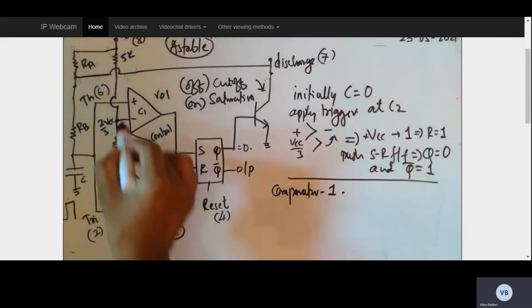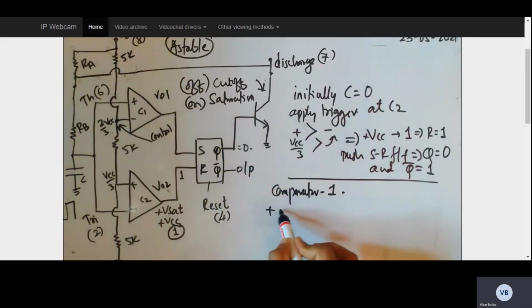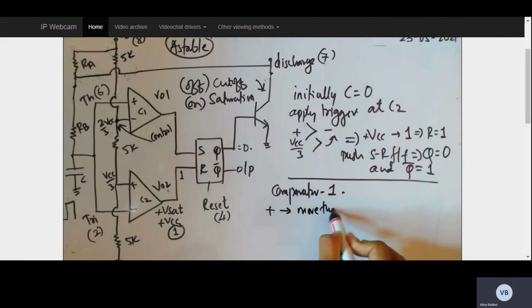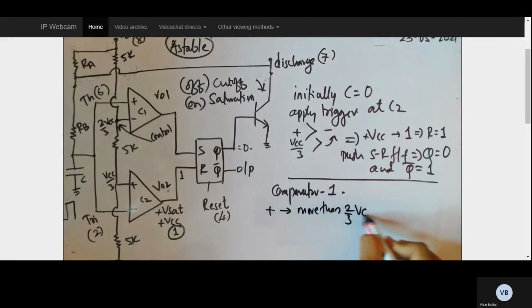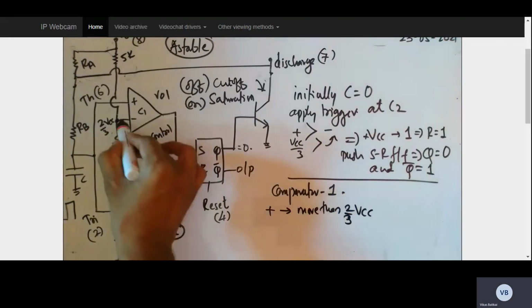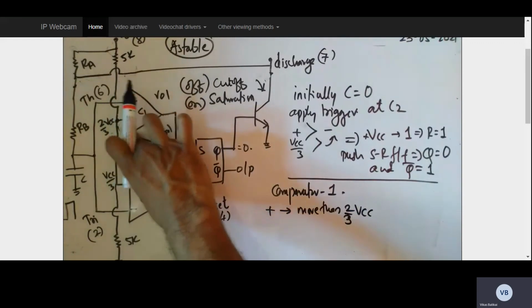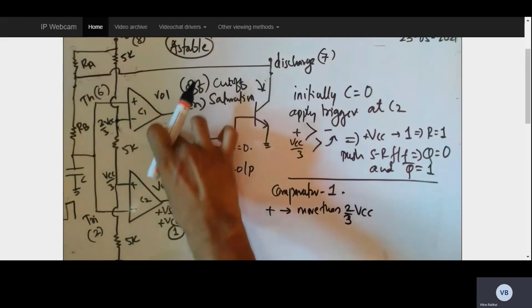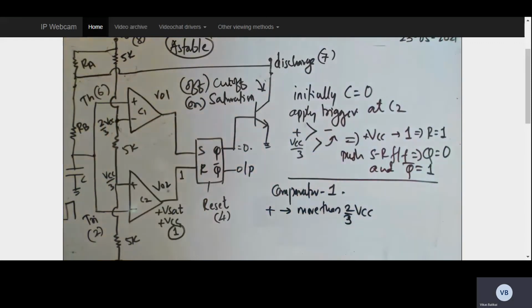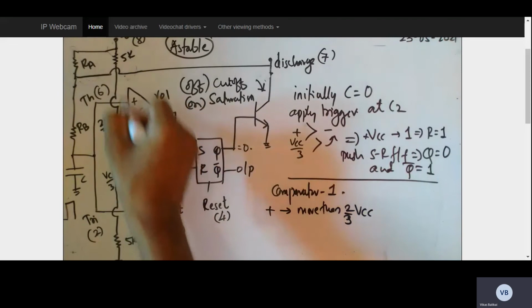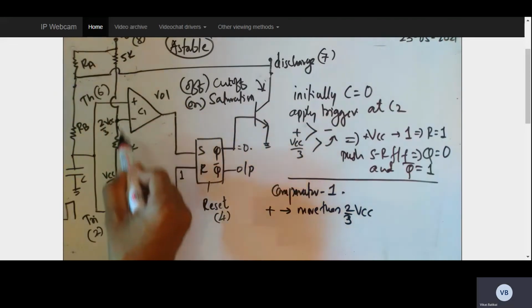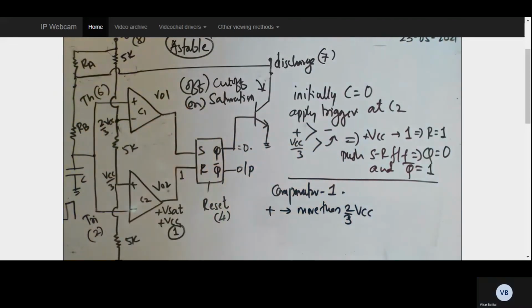Now in comparator 1, as soon as the non-inverting terminal, that is the positive terminal, is more than 2 by 3 VCC, and if I just look over here, the inverting terminal is at 2 by 3 VCC, and the non-inverting terminal is at more than 2 by 3 VCC, because the capacitor is charging slowly. As soon as this happens, what is going to happen with respect to comparator 1? The result of comparator 1 will be pushed towards either positive VSAT or negative VSAT.